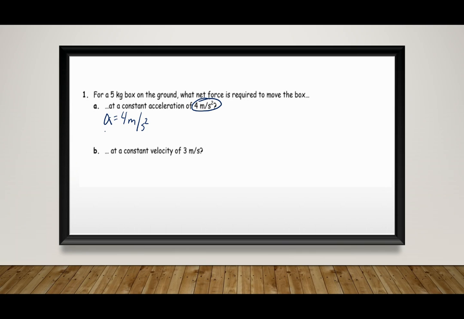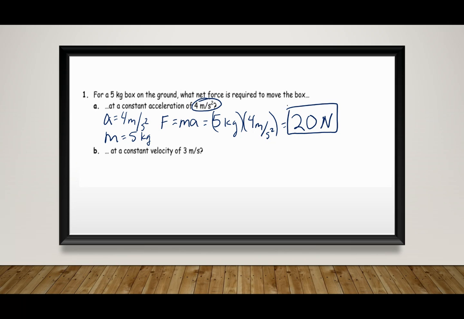Okay. We have a mass, and we're looking for force. Force equals mass times acceleration, which is going to be 5 kilograms times 4 meters per second squared, which is going to be 20 kilograms times meters per second squared, or 20 newtons.